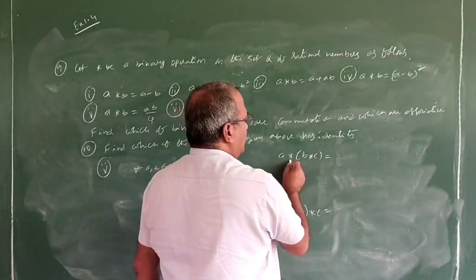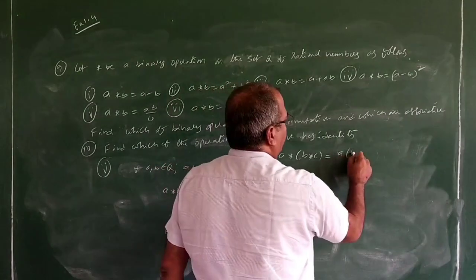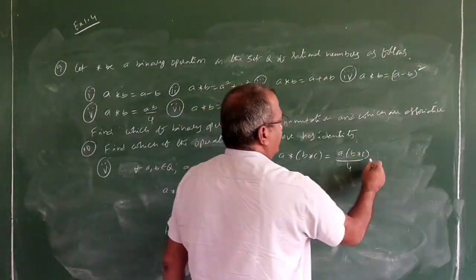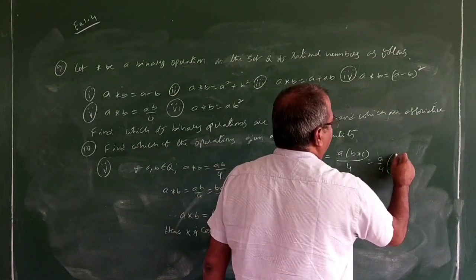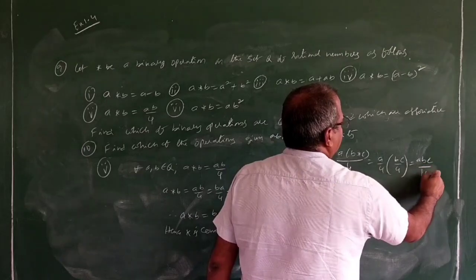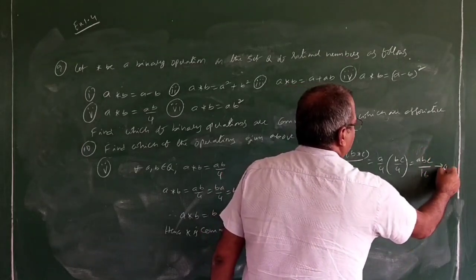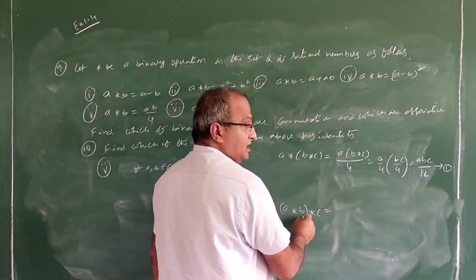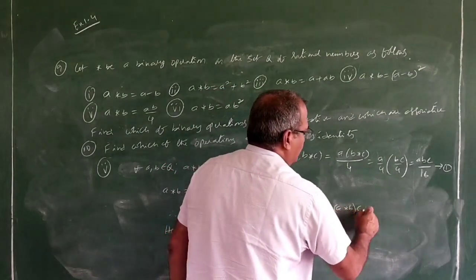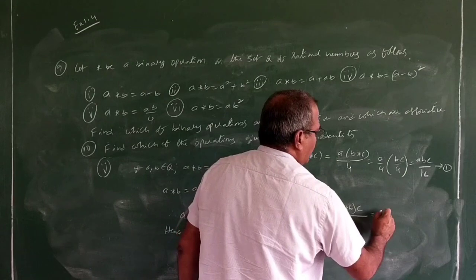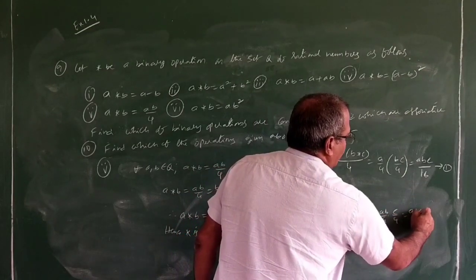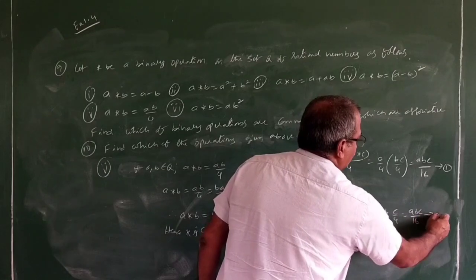A star of B star C. A star of B star C by 4 means AB by 4. Next, A by 4 keep aside, BC by 4, ABC by 16. You take this as 1. Now A star B star C: A star B into C by 4, AB by 4 into C by 4, ABC by 16. You take this as 2.